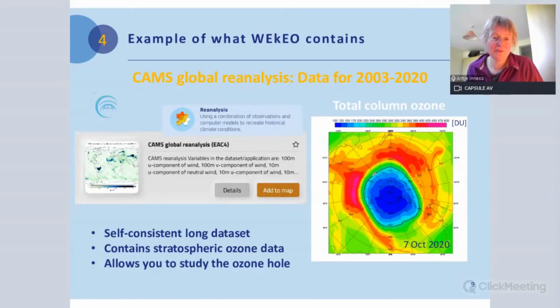This is a self-consistent long data set that covers 18 years from 2003 to 2020 and gives you atmospheric composition data. So you have a lot of tropospheric data, for example, tropospheric ozone, NO2, CO, aerosols, and you also have stratospheric ozone. And this data set can be used to study past events, to build climatologies, or look at anomalies if you want to assess how unusual certain events were.